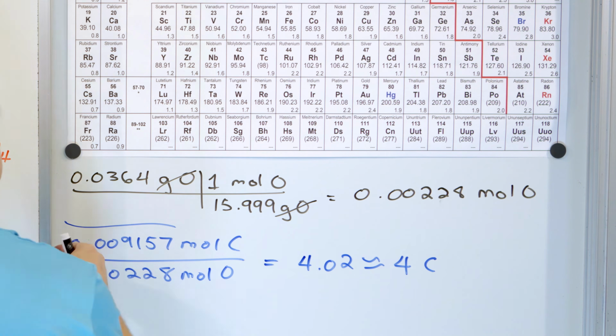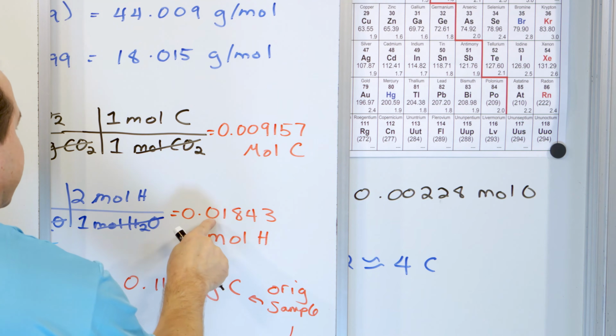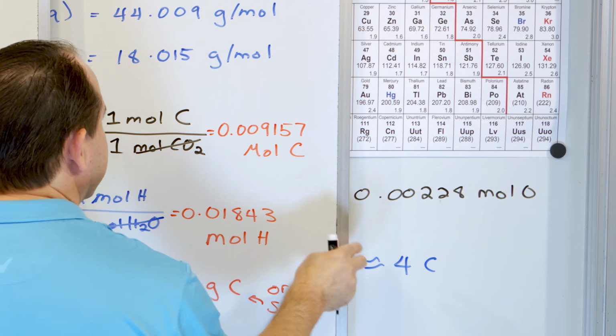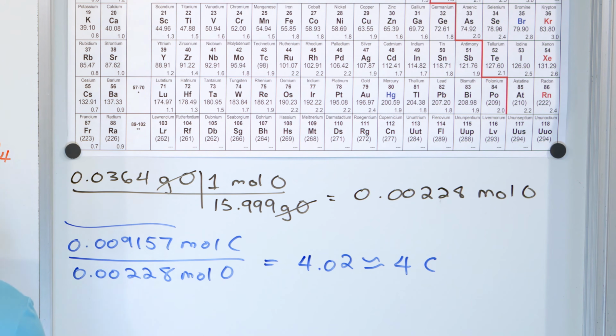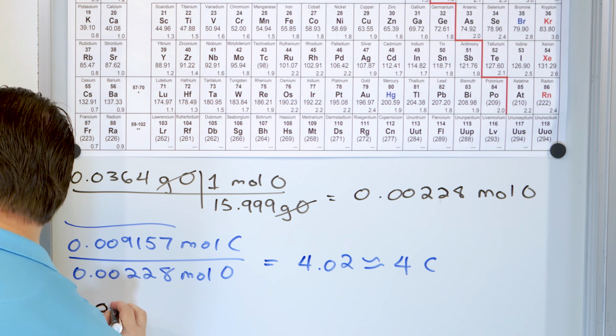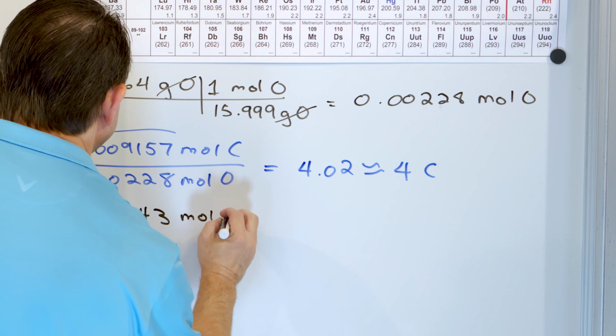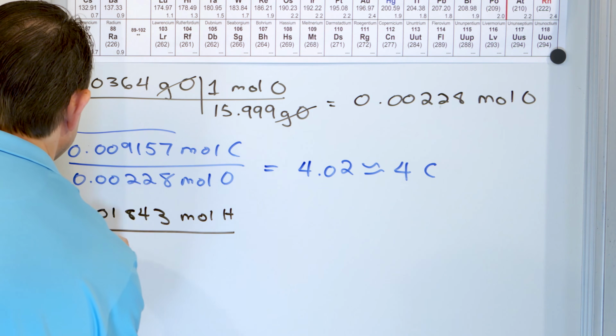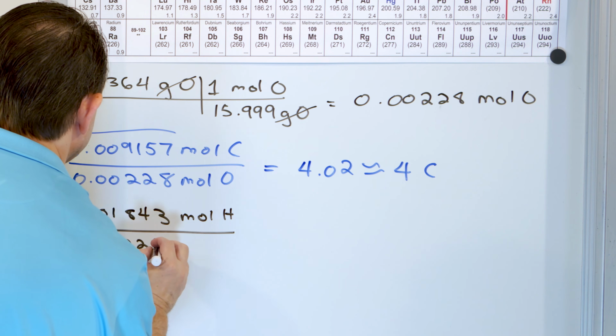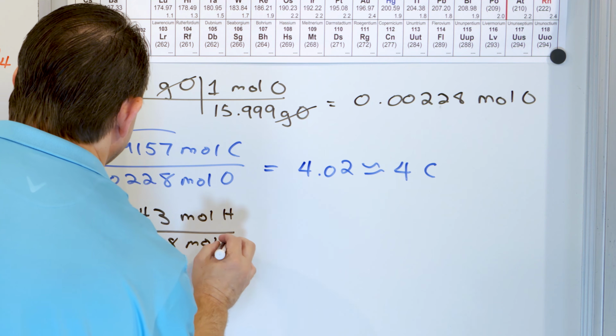All right, next we're going to take the hydrogen, 0.01843 moles of hydrogen. We're going to divide by the oxygen, 0.00228 moles of oxygen.